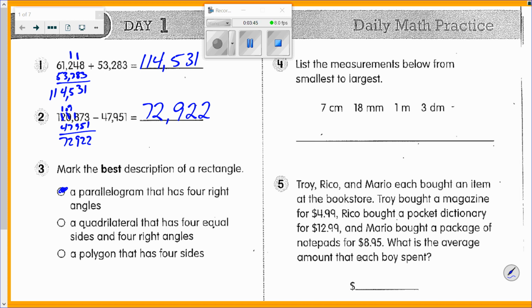Okay, number 4, list the measurements below. I heard a couple of you using the old acronym, which is awesome. King Henry. King Henry died unusually drinking chocolate milk. Yes. Okay. The key here is you've got 2 D's. You have to know which one is which, because deca and deci are different. The small d is deci, not deca. Okay. So because I'm going smallest to largest, I start at 18 millimeters, 7 centimeters, 3 decimeters, and 1 meter.